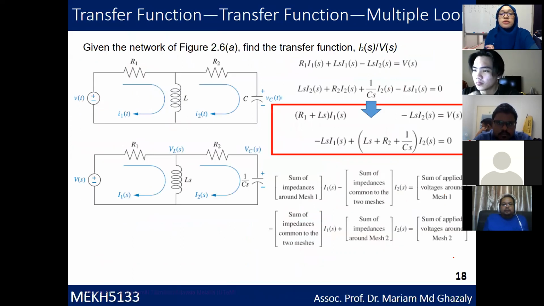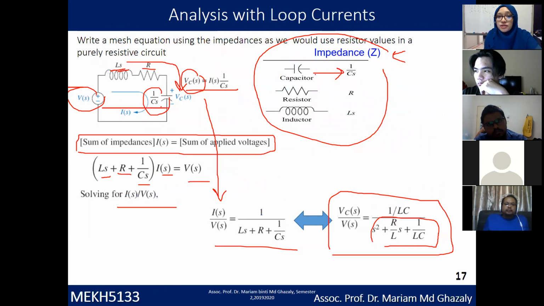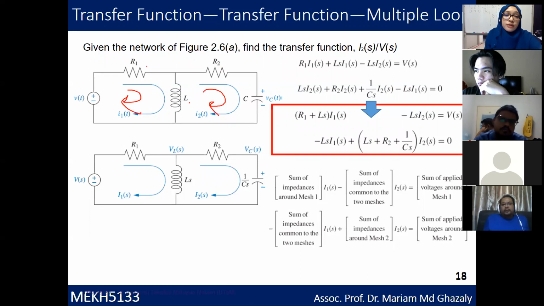Right? So let's do another example, having multiple loops. You have loop 1 with current I1, and current I2. This one is the equation actually. First, using impedance, write out the capacitance 1 over CS, R and LS. So you have R, you have L, and then you have C. Draw it out like this: you have R1, you have LS, R2, and 1 over CS.